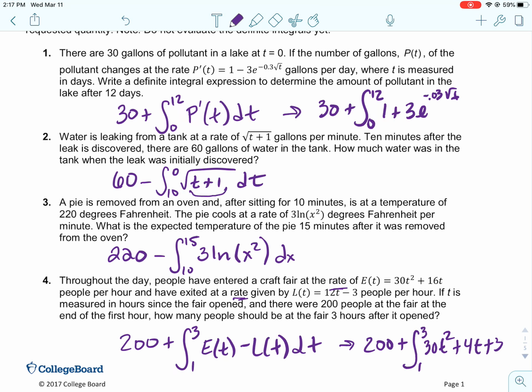What about number 2? We can do it by hand because the derivative, what's the derivative of t plus 1? 1. So we can definitely do that one by hand. What about number 3?